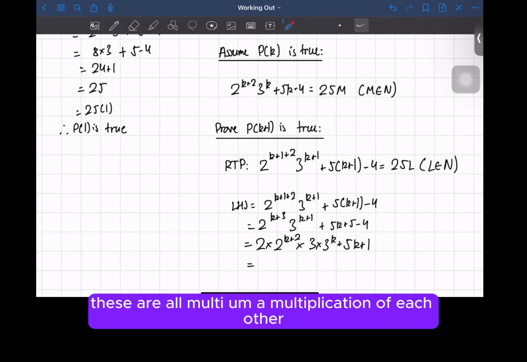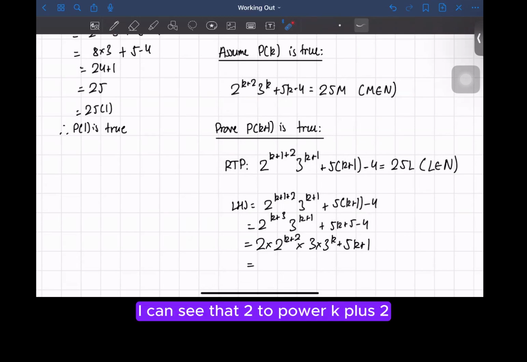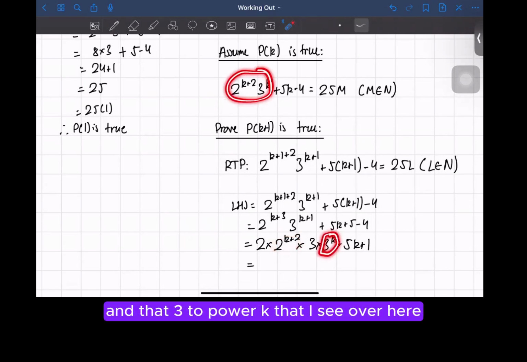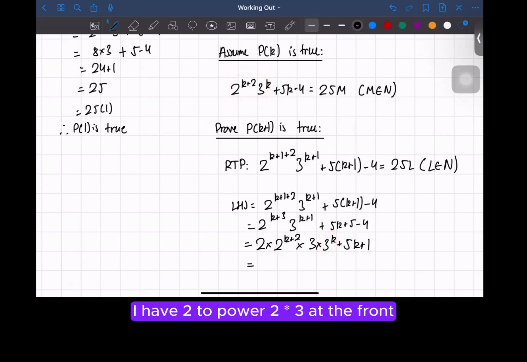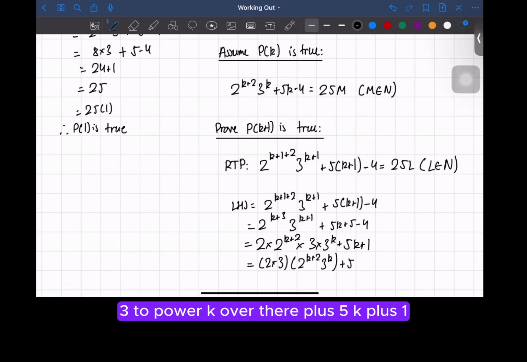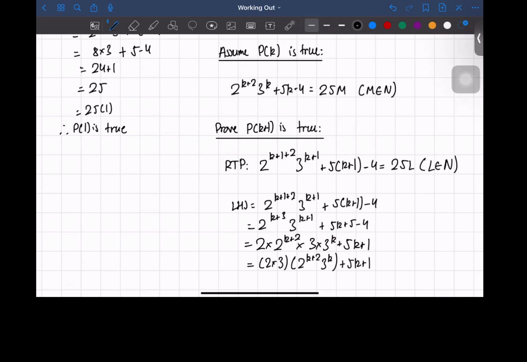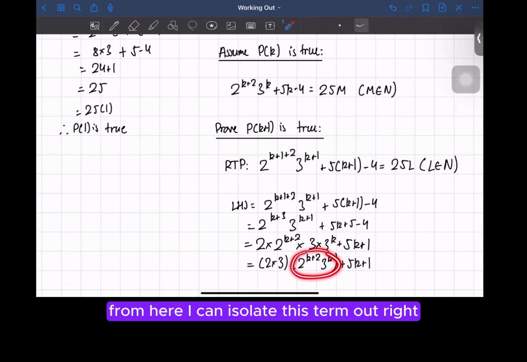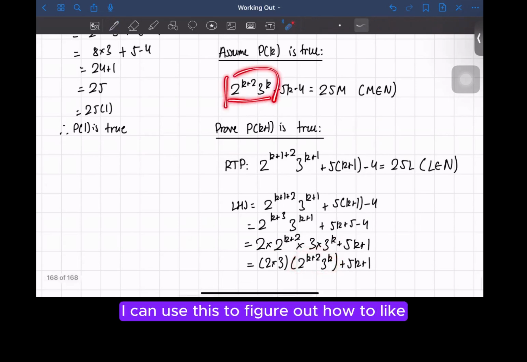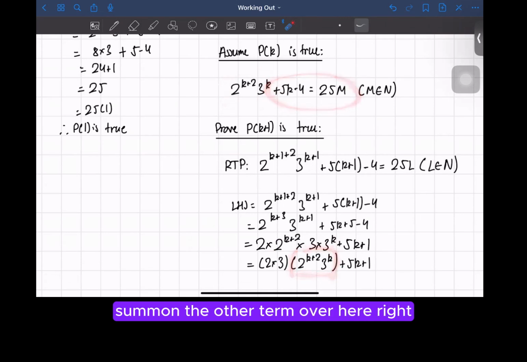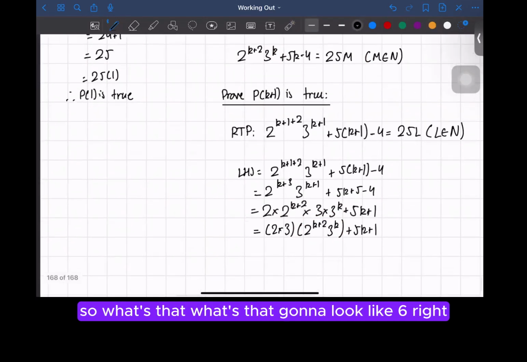Now I can clearly see the grouping. These are all multiplications of each other. I can see the 2 to the power of k plus 2 and the 3 to the power of k, so I'm going to group them together. I have 2 times 3 at the front, then 2 to the power of k plus 2 times 3 to the power of k, plus 5k plus 1. From here, I can isolate this term and use it to sub in the other term.